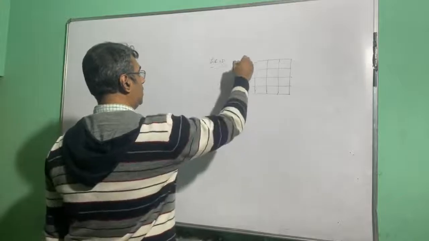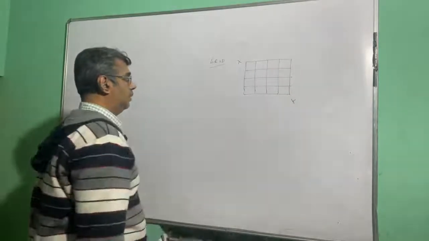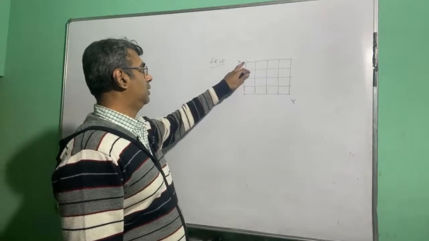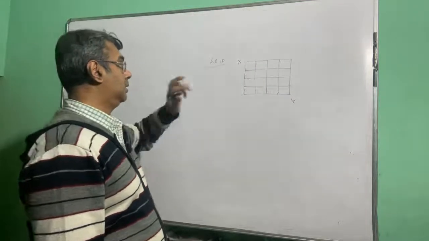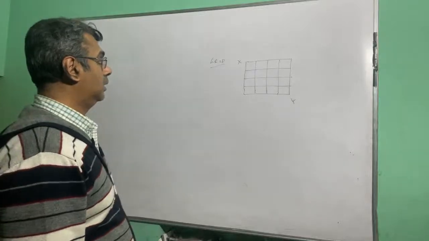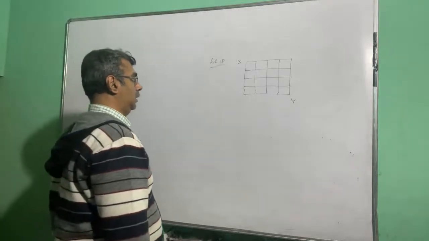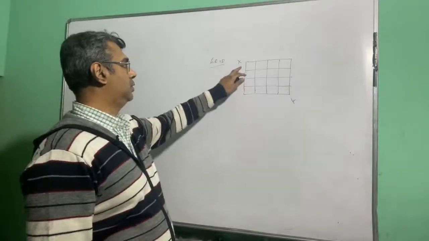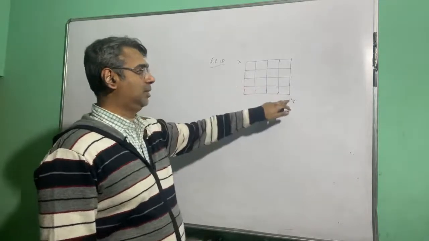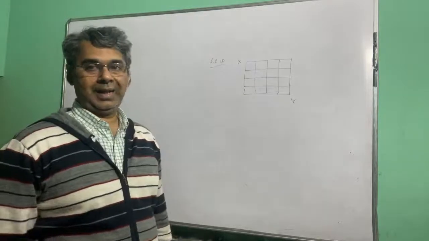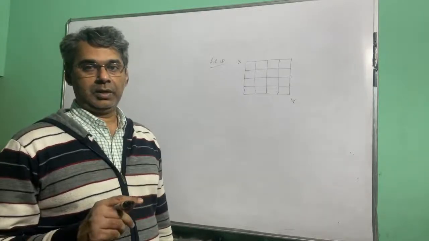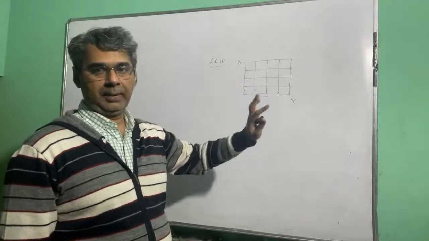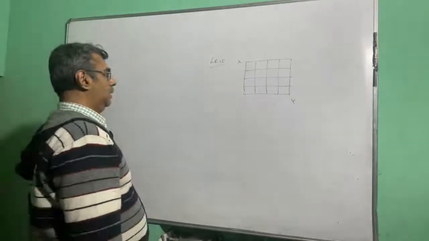So what exactly is the grid problem? There is a 4x4 grid and you have to start your journey from X and end at Y. Now the question is, in how many ways can you start from X and reach Y? The condition is that at a time you can either move one step horizontally or one step vertically, and you have to start from X and reach Y. Okay, that is the question.